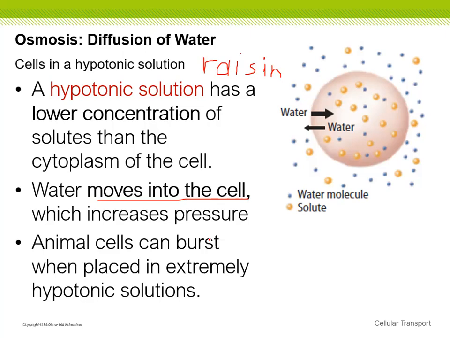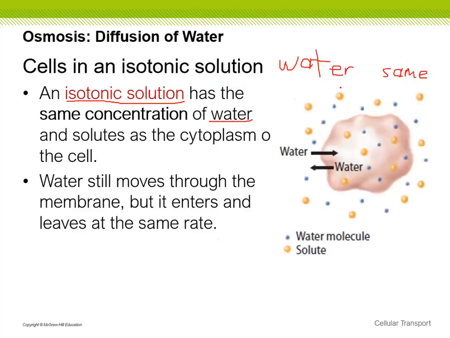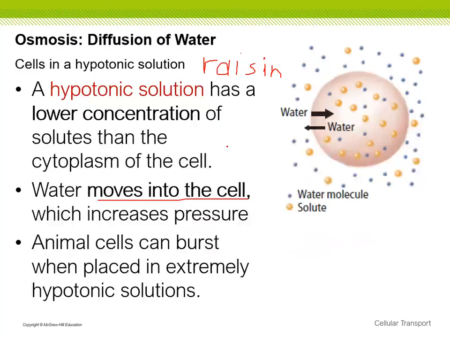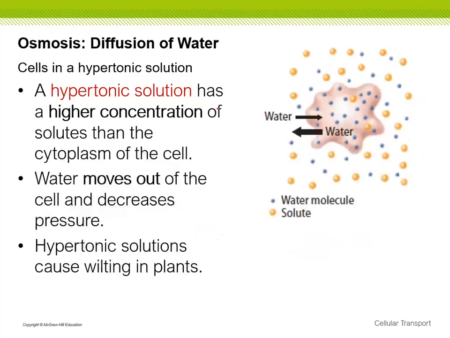Again, I always recommend trying to think about a real world example. You think about what happens with a raisin in water, you're gonna remember what happens with this. You don't need to fully have all the scientific words to really understand what's happening. So we usually think of examples. Again, isotonic, the water is the same. Hypotonic, the water moves into the cell because it has a higher concentration. And hypertonic is when the outside has a higher concentration, so water moves out of the cell and decreases the pressure.